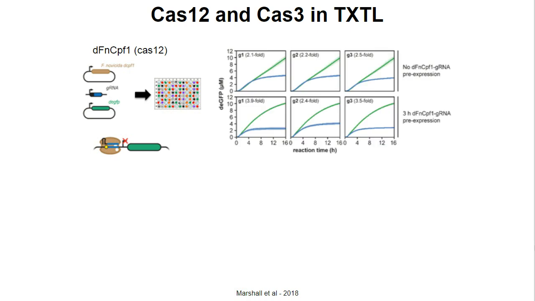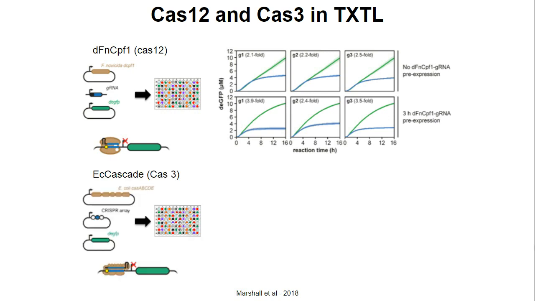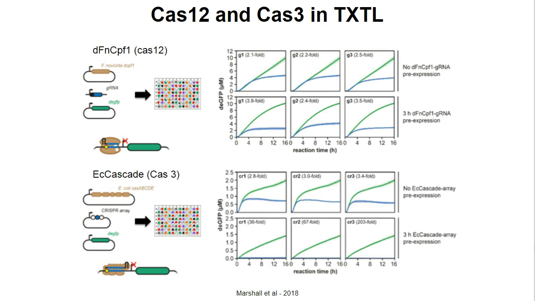And here you can see how Cas12 works. We can do the same thing for Cas3. Cas3 also targets DNA, and so here we express the proteins, the Cascade, and we can look at how that works. And here again, the green line is the control, the blue line is the measurement, and we can see how Cas3 works. So in addition to Cas9, TXTL can be used to measure the efficiency of other CRISPR proteins.